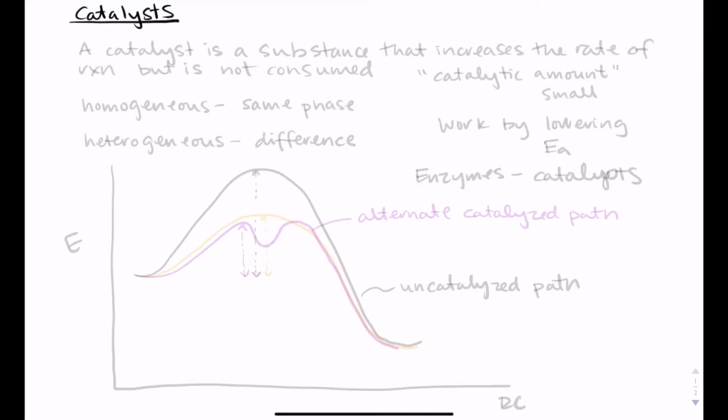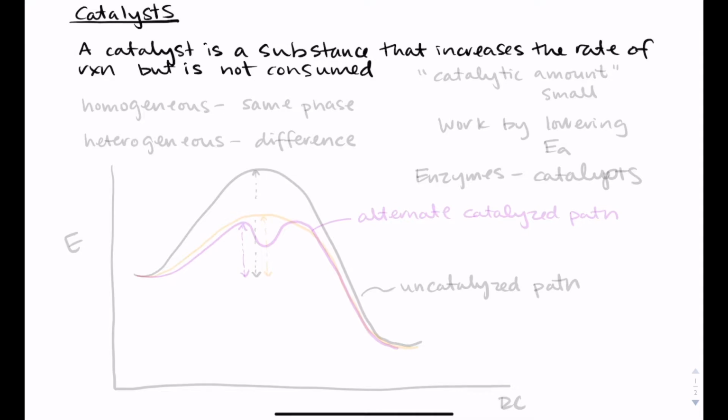And our last topic is catalysts. A catalyst is a substance that increases the rate of the reaction, but it is not consumed. So, catalysts make reactions go faster, and when we put in the catalyst, it is left over at the end of the reaction. So that's what we mean by not consumed.